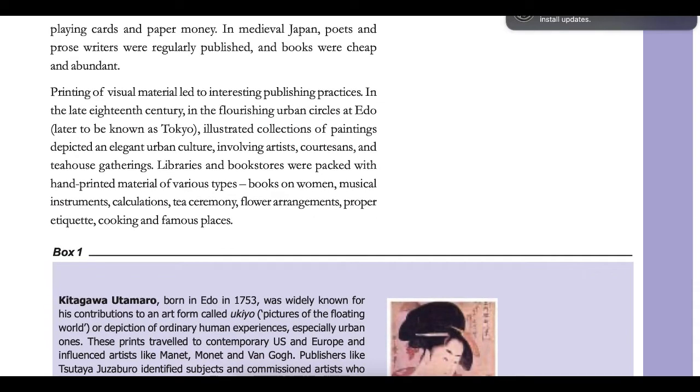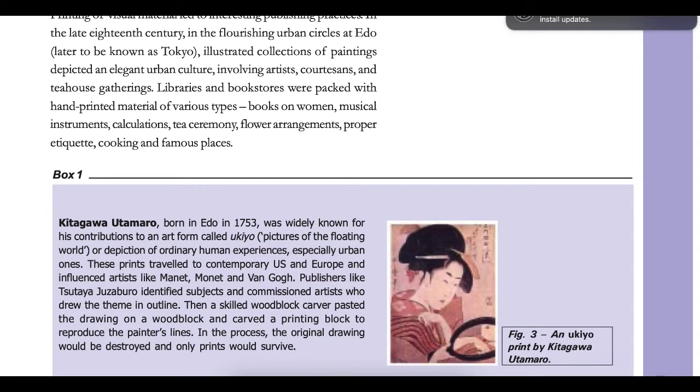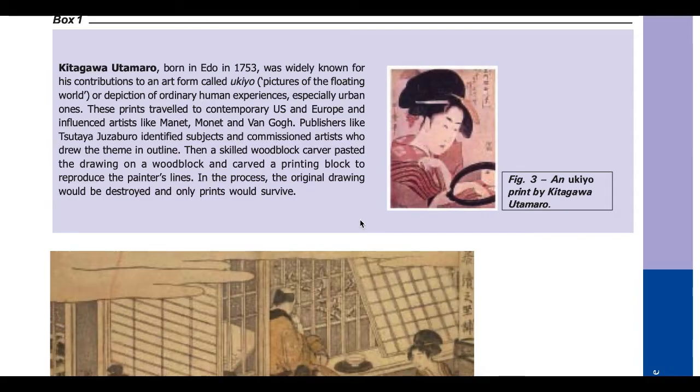Printing of visual material led to interesting publishing practices. In the late 18th century, in the flourishing urban circles at Edo, later to be known as Tokyo, illustrated collections of paintings depicted an elegant urban culture involving artists, courtesans, and tea house gatherings. Libraries and bookstores were packed with hand printed material of various types: books on women, musical instruments, calculations, tea ceremony, flower arrangements, proper etiquette, cooking, and famous places.